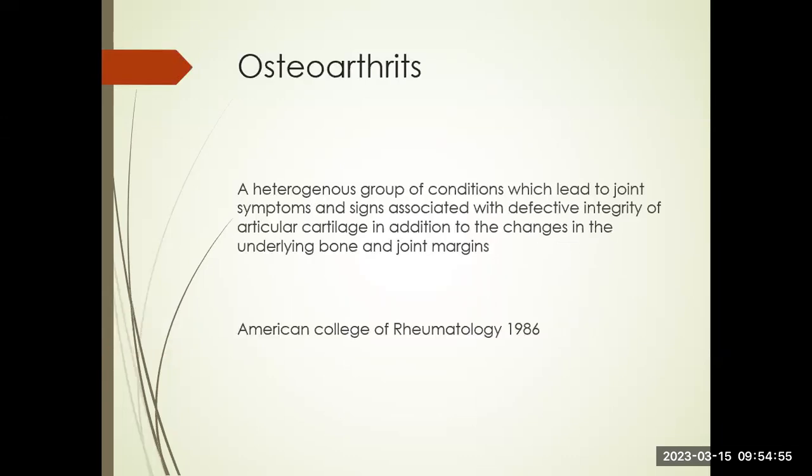Before we go to the management, it's just to see what osteoarthritis is. This is the definition given by the American College of Rheumatologists in 1986. It is a heterogeneous group of conditions which lead to joint symptoms and signs associated with defective integrity of articular cartilage, and also there are changes in the underlying bone and the joint margins.